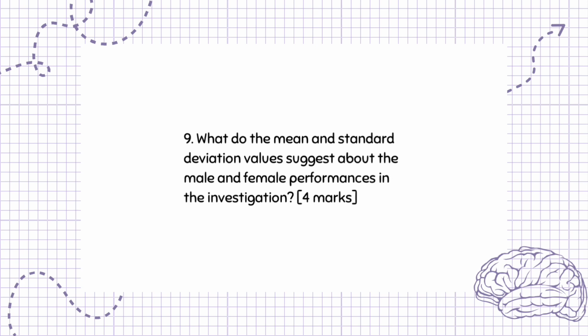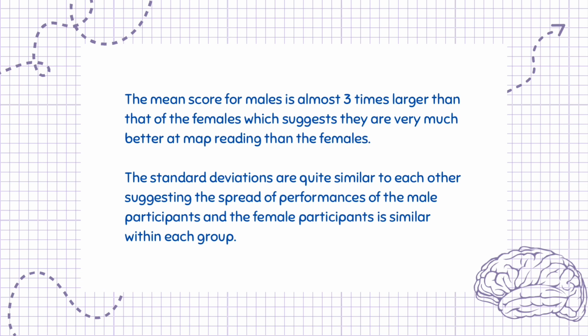4 marks. The mean score for males is almost 3 times larger than that of the females, which suggests they are very much better at map reading than the females. The standard deviations are quite similar to each other, suggesting the spread of performances of the male participants and the female participants is similar within each group.